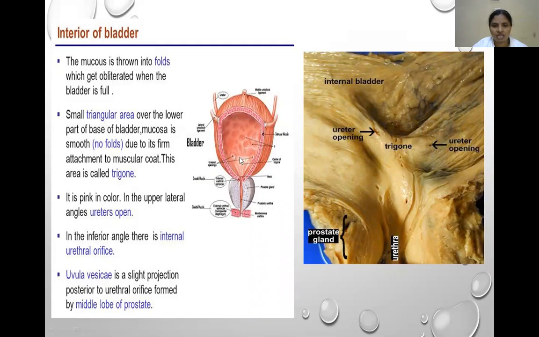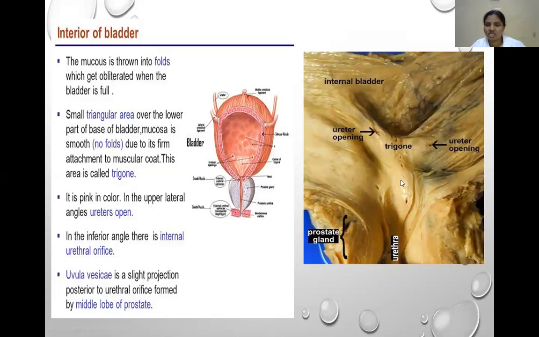In between the two ureteric orifices is the interureteric ridge. The mucosa is raised along this ridge, where we can identify continuity of the ureteric muscle in between the two ureteric openings, which is known as Mercier's bar. The interureteric ridge is also known as Mercier's bar. So this is a triangular area.